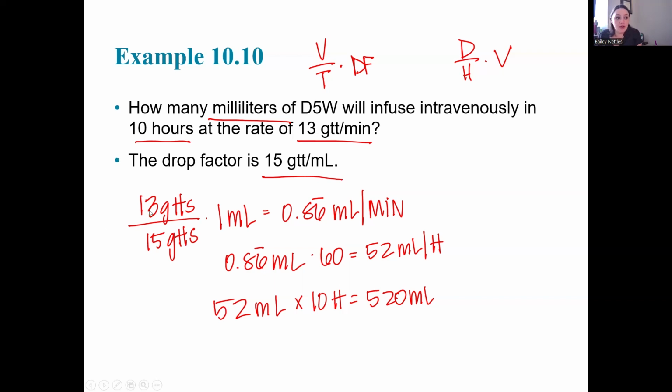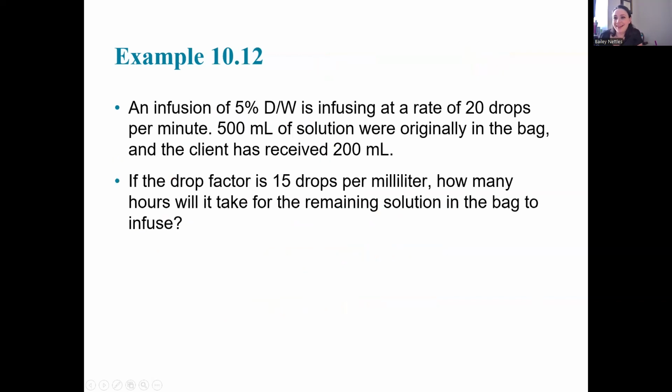Okay. So we've crossed out these drops. We have milliliters. We still have a minute up here, so it's per minute. We have to make it per hour because I guess you could divide 10 by 60 or multiply 10 times 60 and multiply this number by that big number if you want to. It'd still give you 520, but it makes more sense to do 0.86 milliliters per minute times 60 minutes to get me 52 mils per hour.